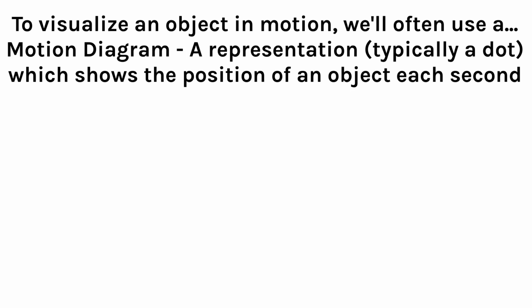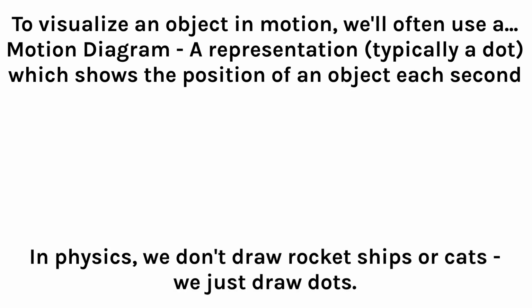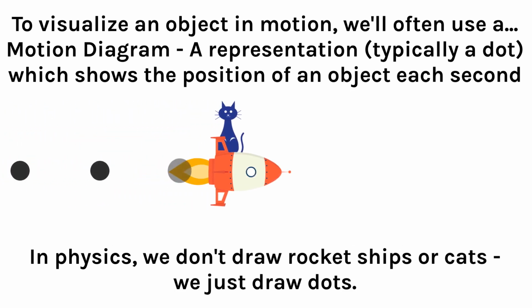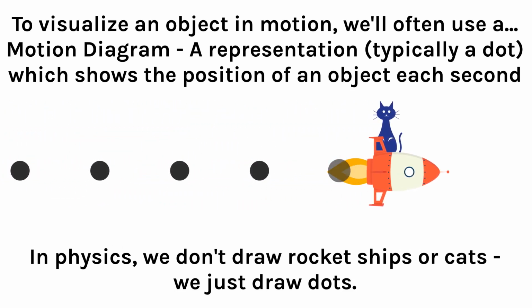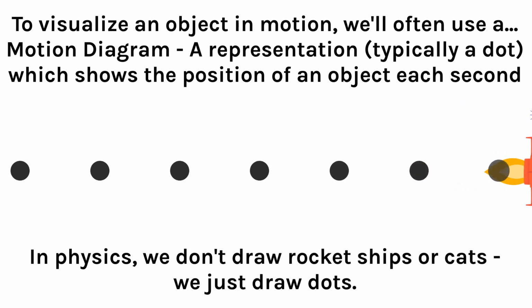To visualize an object in motion, we'll often use a motion diagram, a representation, typically a dot, which shows the position of an object each second. In physics, we don't draw rocket ships or cats, we just draw dots. These dots are a cat on a rocket ship.